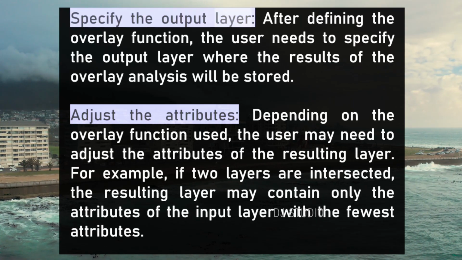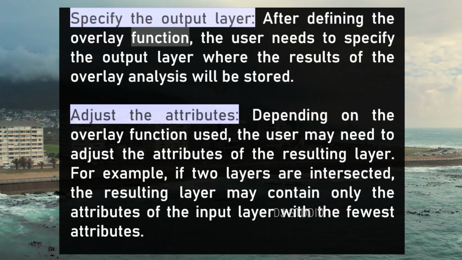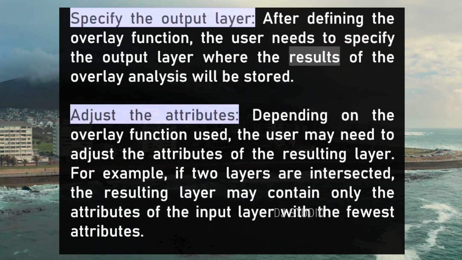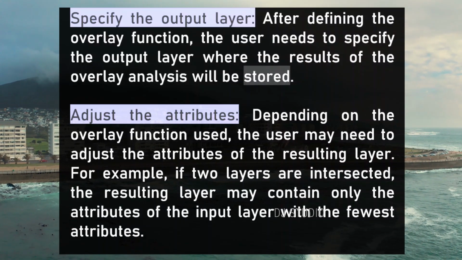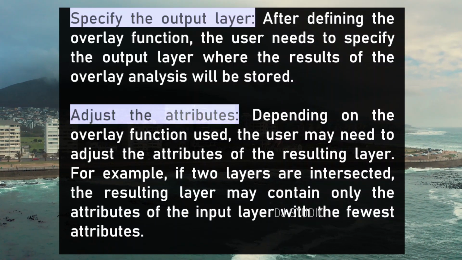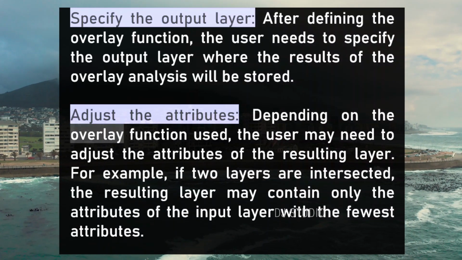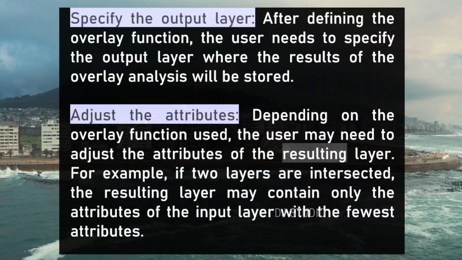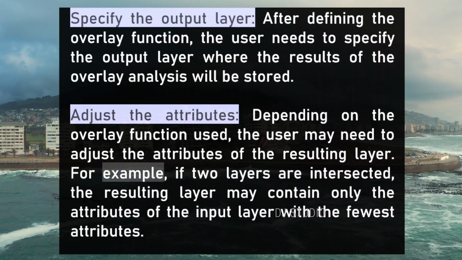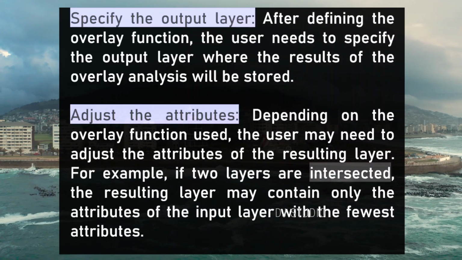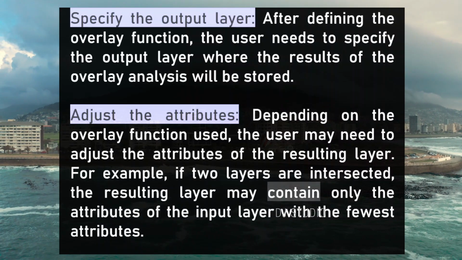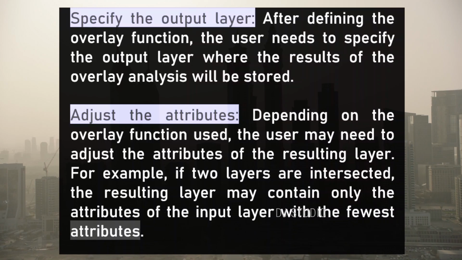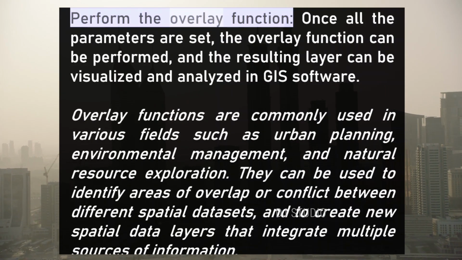Specify the output layer. After defining the overlay function, the user needs to specify the output layer where the results of the overlay analysis will be stored. Adjust the attributes. Depending on the overlay function used, the user may need to adjust the attributes of the resulting layer. For example, if two layers are intersected, the resulting layer may contain only the attributes of the input layer with the fewest attributes. Perform the overlay function.